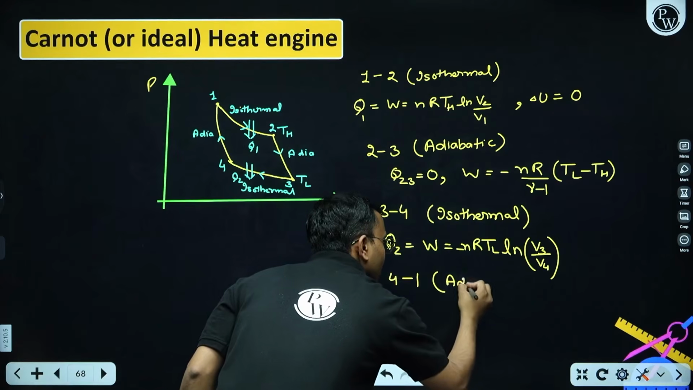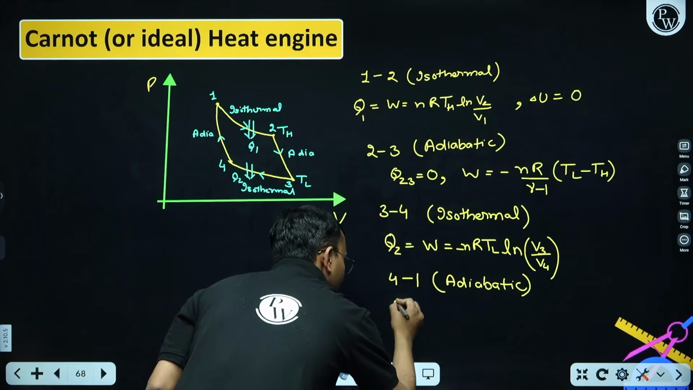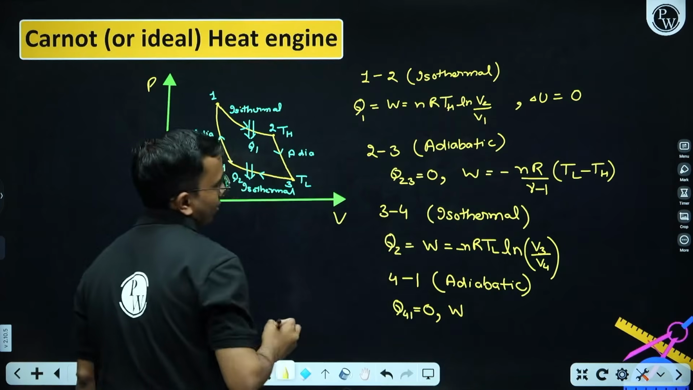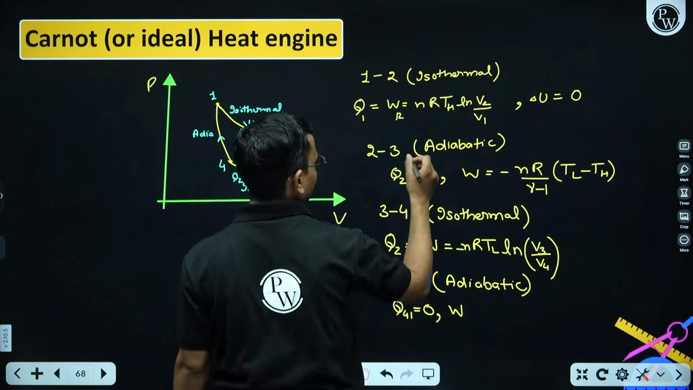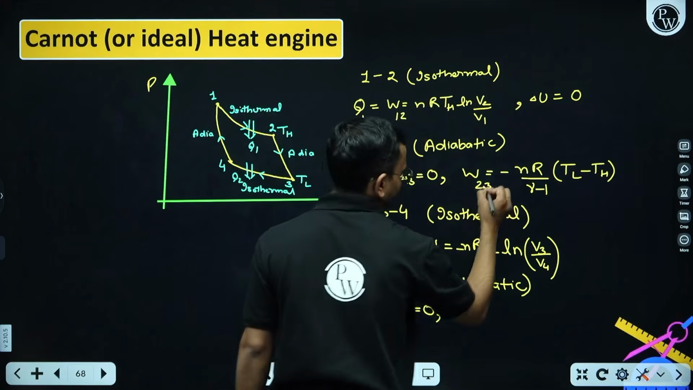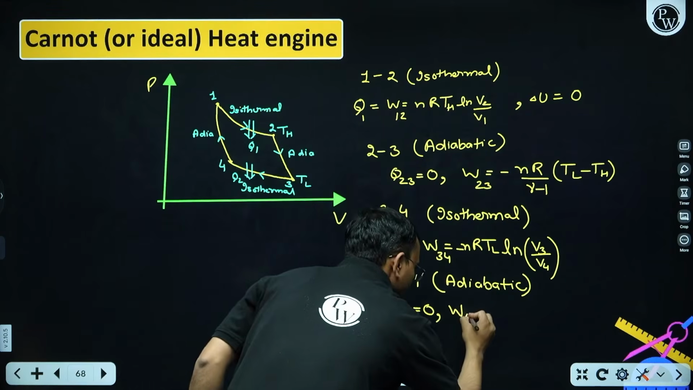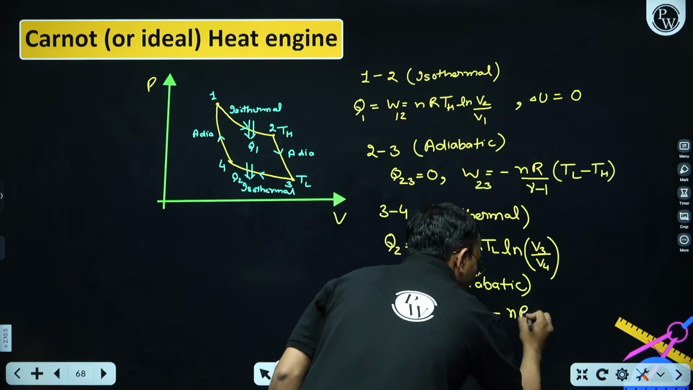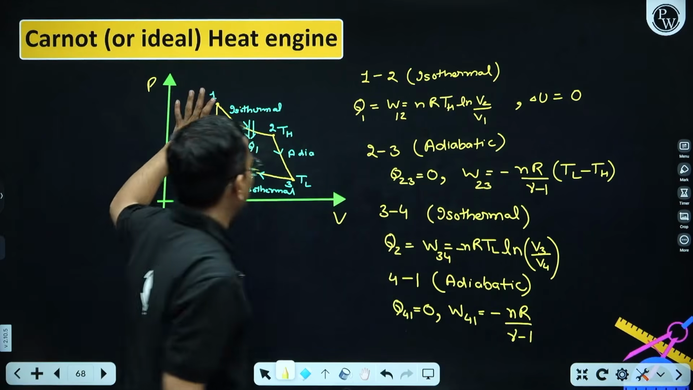Now 4 to 1. Again this is adiabatic, so Q is 0. What is the work done? I should name them: this work done was 1 to 2, then work done was 2 to 3, then work done was 3 to 4, then work done was 4 to 1. This is equal to minus nR divided by gamma minus 1, into final temperature minus initial temperature, T high minus T low.